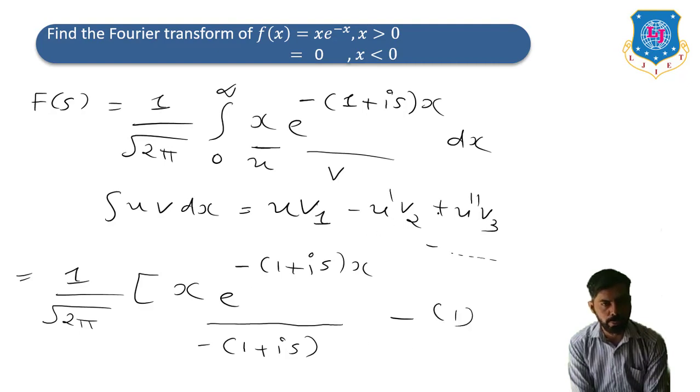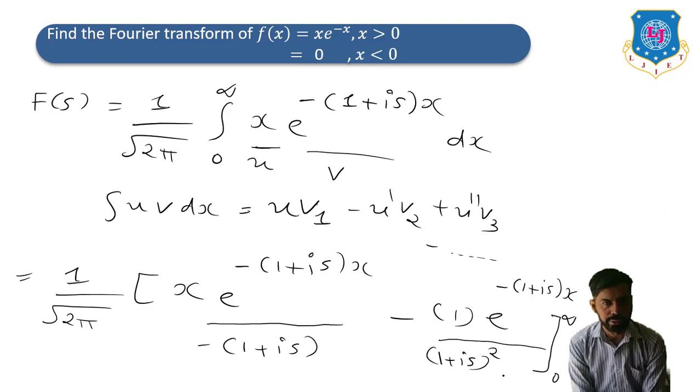Now to obtain v2, we will have to take the integration of v1. So again we will take the integration of this term. The integration of e raised to x is again e raised to x, and it is again divided by the coefficient of x. So this will become e raised to minus 1 plus i s into x, whole divided by minus 1 plus i s into minus 1 plus i s. So it will be 1 plus i s whole square. And the limit will be from 0 to infinite.